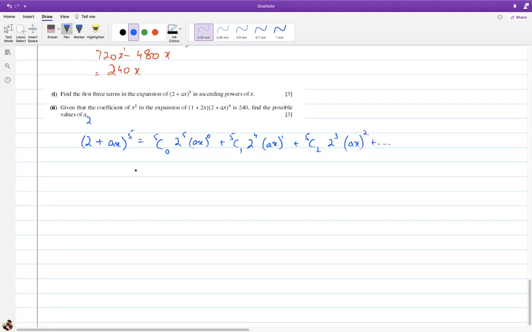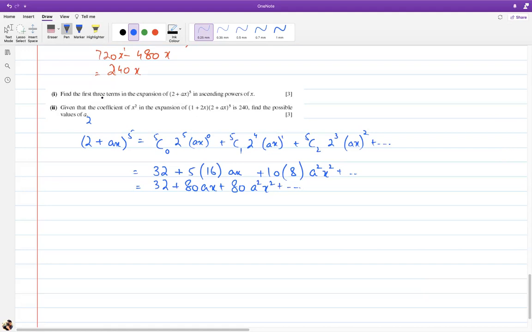All right. So that gives me 5c0 is 1. I won't write that. 2 power 5 is 32, and ax power 0 is 1. So I won't write it. 5c1 is 5, 2 power 4 is 16, ax remains as it is. 5c2 is 10, 2 power 3 is 8, a squared x squared, that's what I get. So I'll end up with 32 plus 80ax plus 80a squared x squared plus so on.